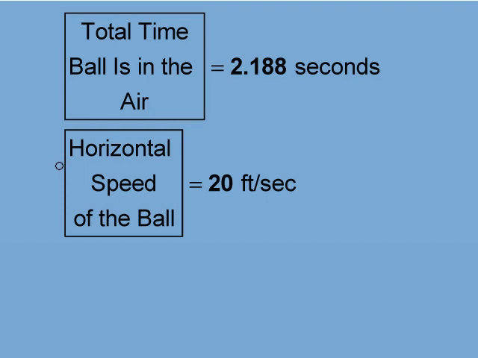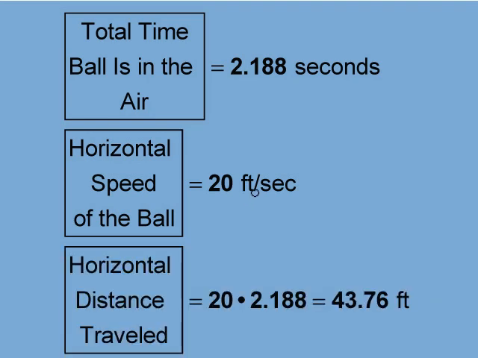We are told that the ball has a horizontal speed of 20 feet per second. Combining both the time and speed, we get that the ball travels a total distance of 43.76 feet. Recall that the ball is 40 yards away from the goal post, which is 120 feet. Since the football only travels around 44 feet, there's no way the field goal is made, since the ball doesn't travel far enough horizontally. Let's look at another example.